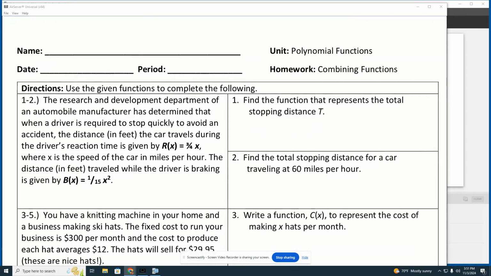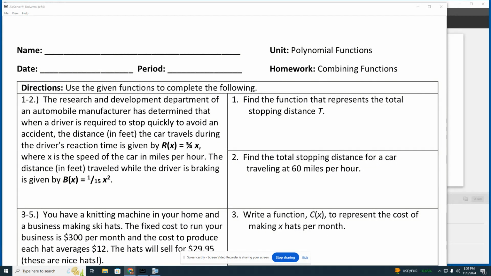I will be back on Wednesday with you, and when we come back, we should be able to finish some things out and then move on to a test. So be prepared for a test at the end of this week.